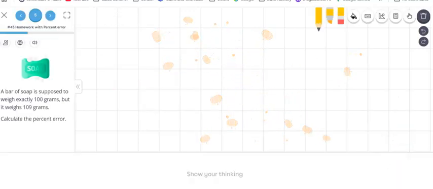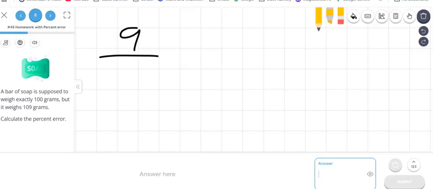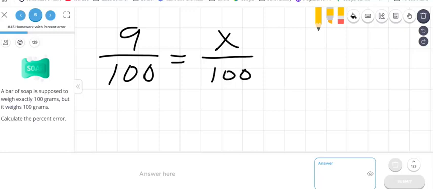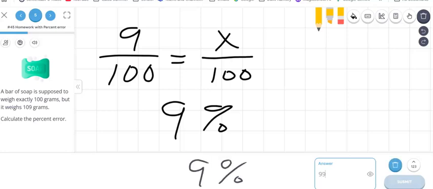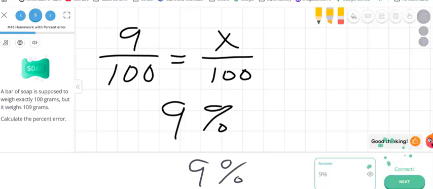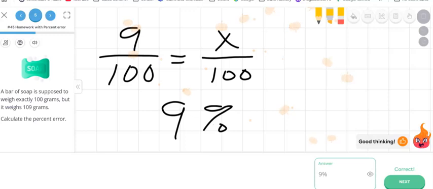A bar of soap is supposed to weigh exactly 100 grams, but it weighed 109. So when you subtract that, you're going to get 9 over, and it's supposed to weigh exactly 100, so it's supposed to be 100. So what is the percent error? Since they're both over 100, it's just going to be 9. So 9%. So since it's already over 100, that was an easy one.